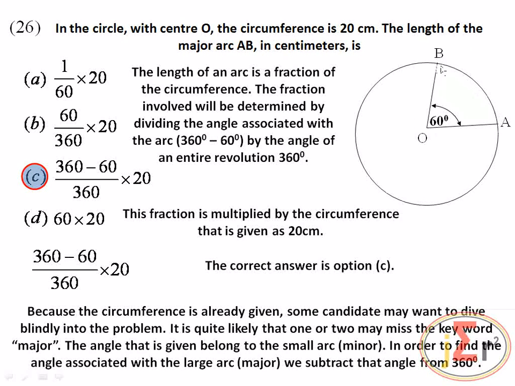The circumference of 20 centimeters will be multiplied by the fraction represented by the major arc, and that fraction is represented by dividing the angle associated with this arc by the angle of one entire revolution. The angle associated with this arc will be the difference between this 60 and the 360, and that will be multiplied by the circumference, as we have it right there.